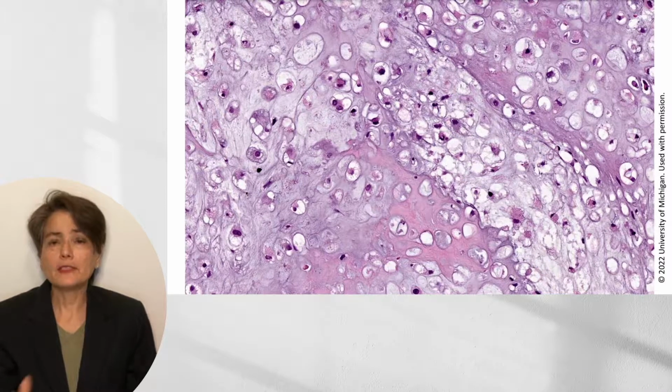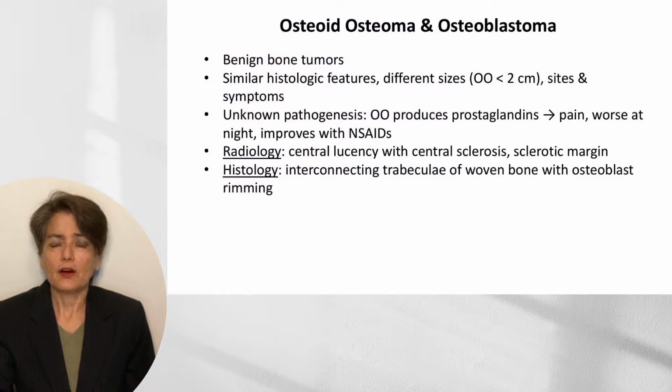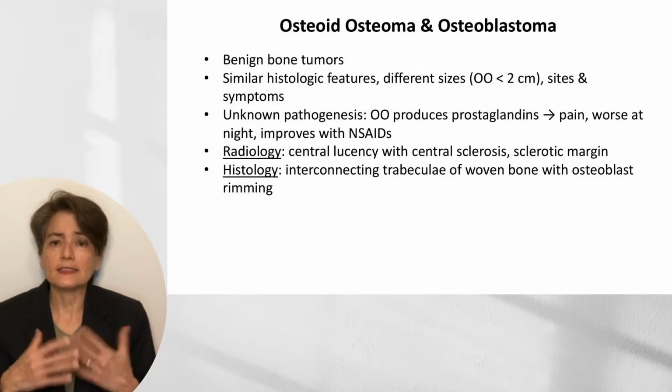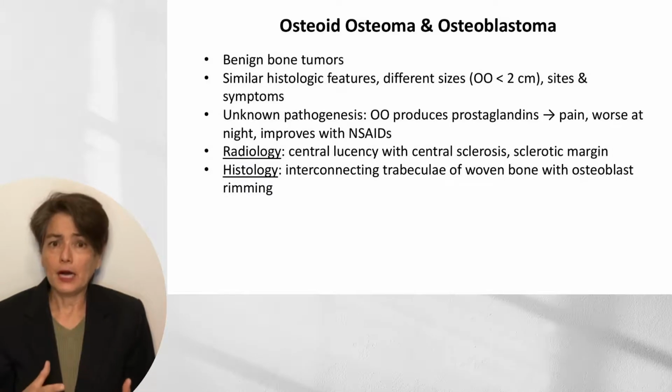Okay, so that brings us to the end of our two malignant tumors. Now let's turn to the two benign tumors I'd like us to consider. These are beginning with osteoid osteoma and osteoblastoma, which I'm treating as a single entity. They're both benign and they have similar histologic features. However, they have different sizes, so by definition, osteoid osteoma is less than 2 centimeters in diameter, whereas osteoblastoma is larger than that. They arise at different sites, so I'll show you our cartoon in a moment, and they have different symptoms.